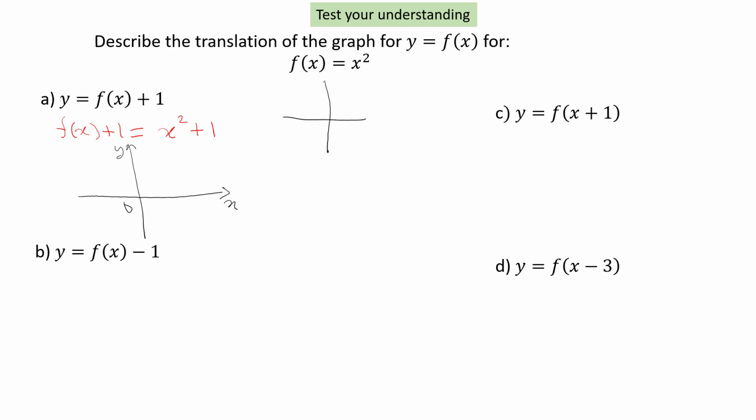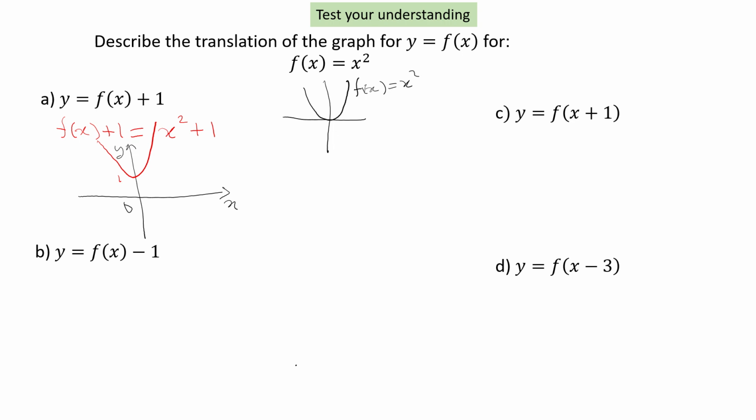The original graph is like this, with its minimum point at 0, 0. This is f(x) equal to x squared. Now the x value is not changed, and the y value is increased by 1. So the graph moves by 1 in the y direction, vertically.